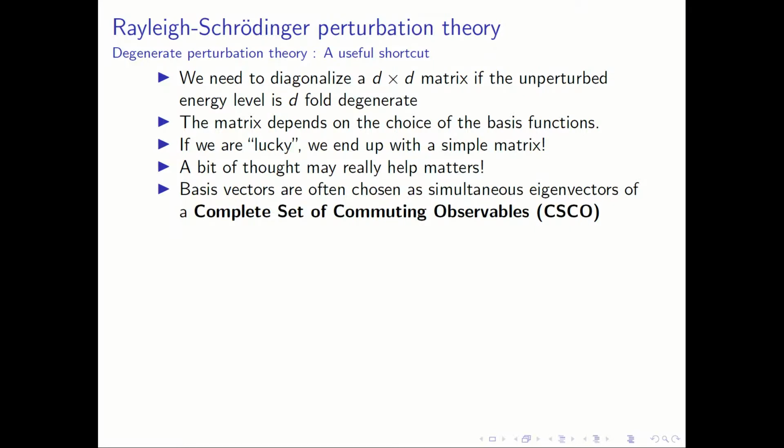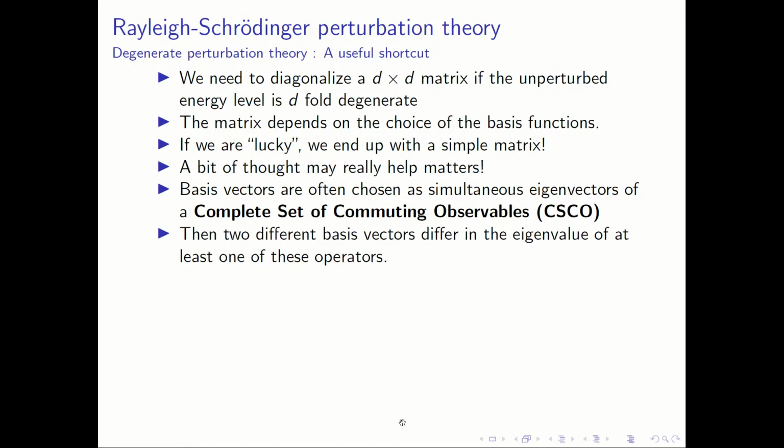So basically, this is a matter of labeling. You keep on adding more and more commuting observables to your set so that the eigenvalues of all of these ultimately completely identify which state you're dealing with. Now, then 2 different basis vectors in the set of course differ in the eigenvalue of at least one of these operators. That is what we mean when we say that the set of commuting observables is complete.